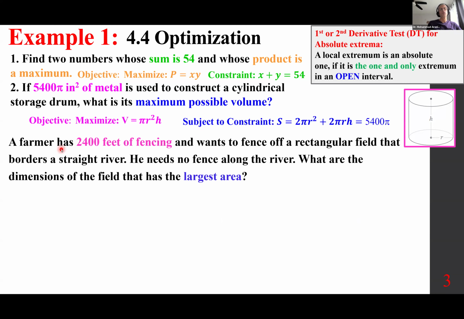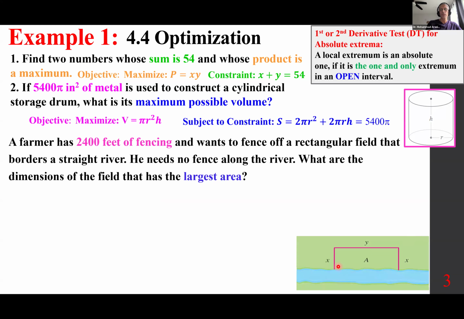A farmer has 2400 feet of fencing. This is what we are going to quickly look at. He wants to fence up a rectangular field that borders a straight river. He needs no fence along the river. What are the dimensions of the field that has the largest area? You must draw the setting and define your variables.